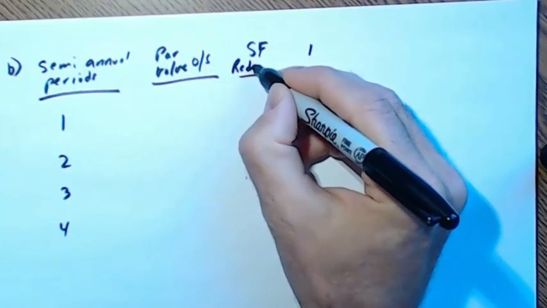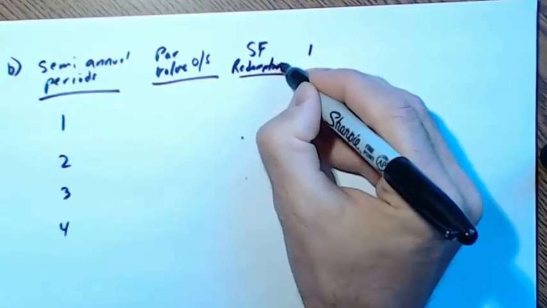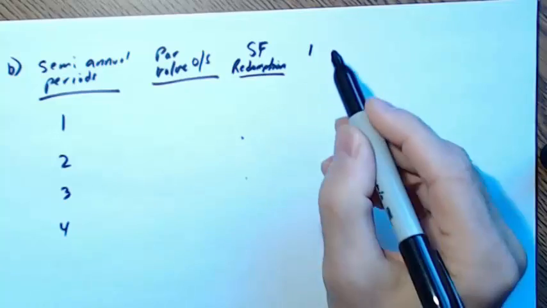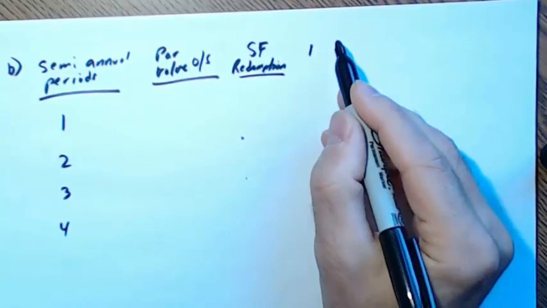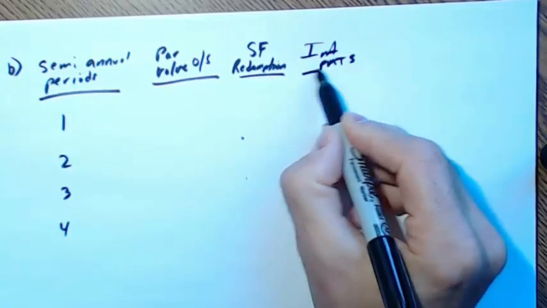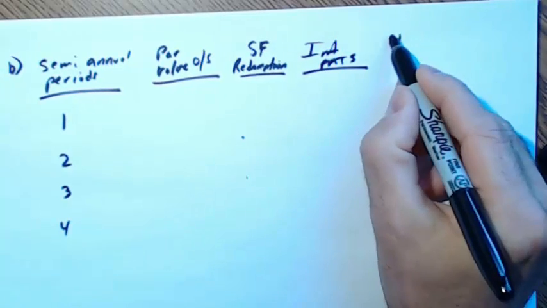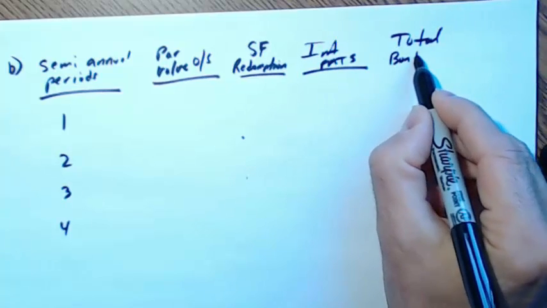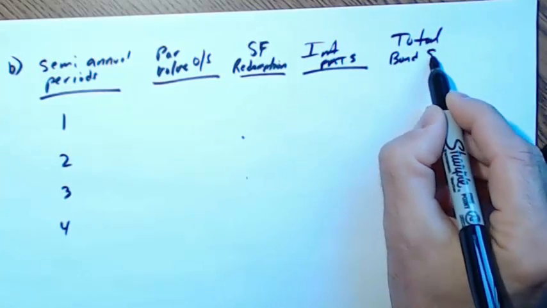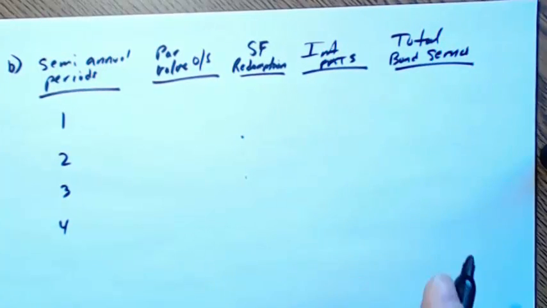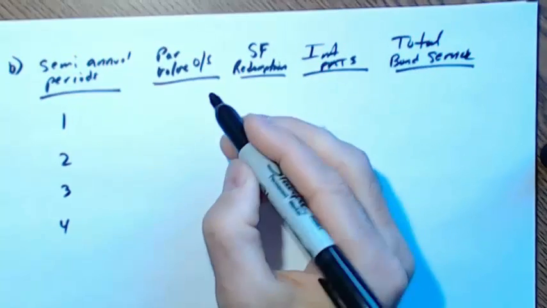Redemption. Okay, so this is sinking fund redemption. My pen is a little thick in the point, so it's a little unclear. Interest payment. And then we have total bond or debt service. Okay. Now, let's build the table.